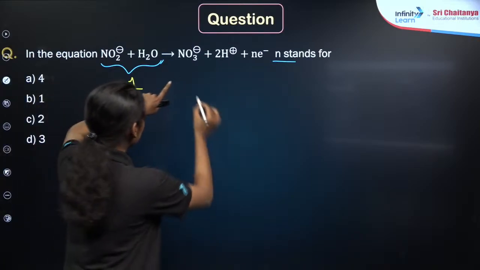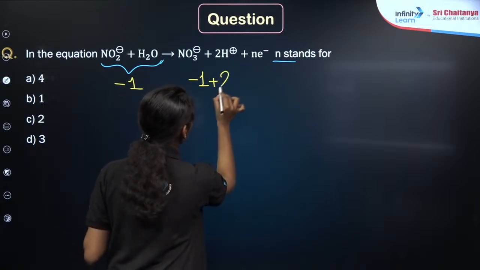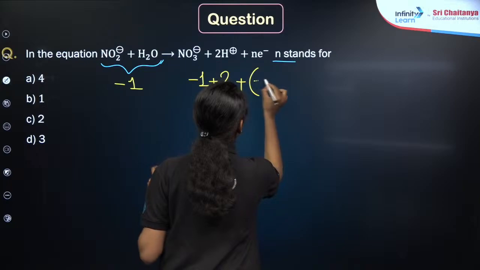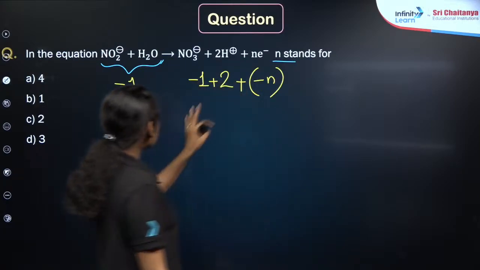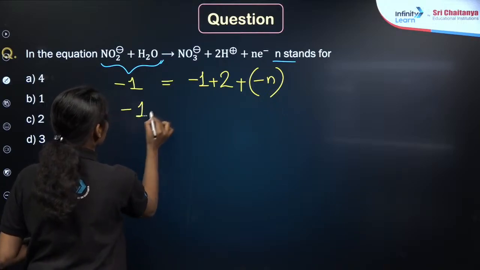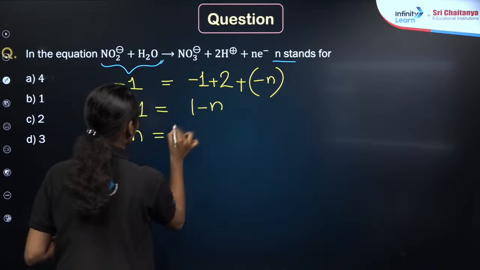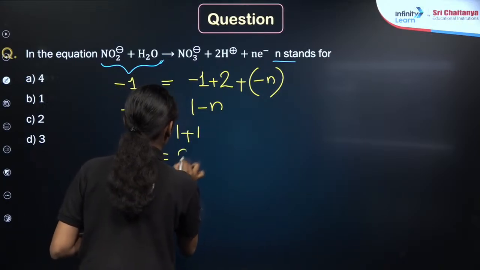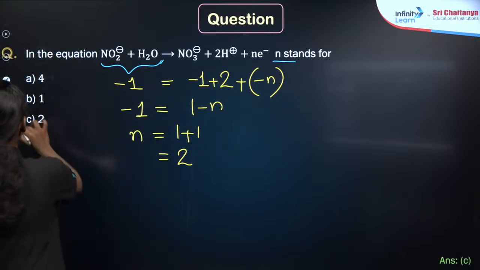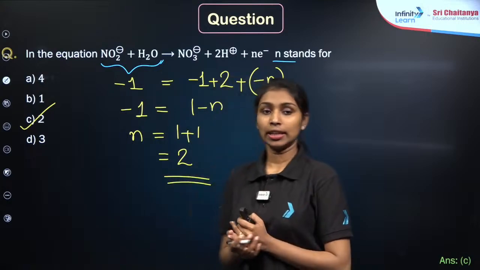Then what about here? Here it is minus 1 plus 2 plus charge, right? 2H plus gives 2. Then for one electron it has minus 1 charge. For n electrons it will have minus n charge. For simplicity I am taking minus n. Then just do the final calculation here. What will be the answer? Minus 1 is equal to 2 minus 1 minus n, or n is equal to 1 plus 1, right? 1 plus 1 is equal to 2. Which means option C will be the correct answer. Clear? How are we calculating the number?